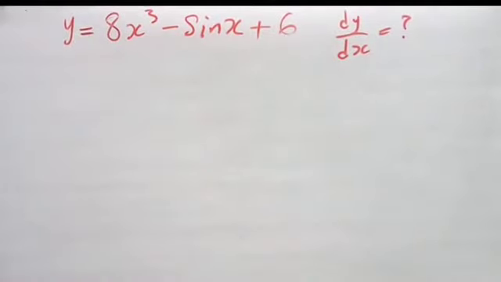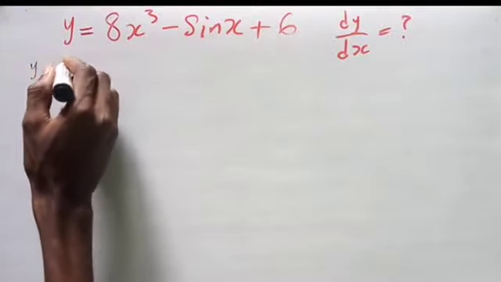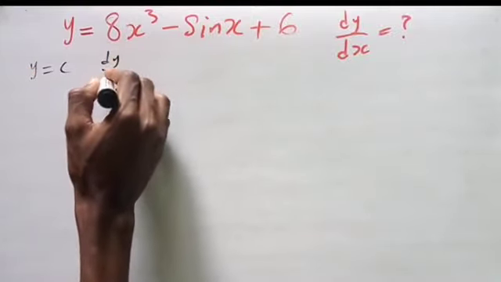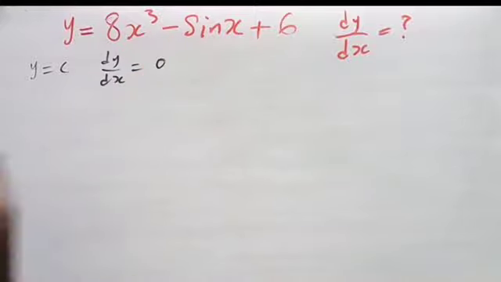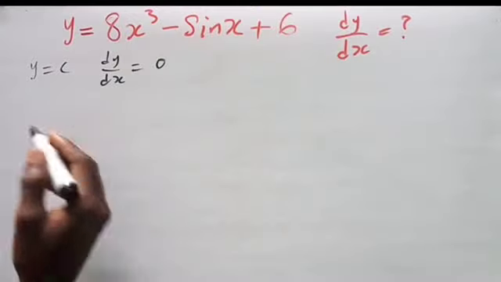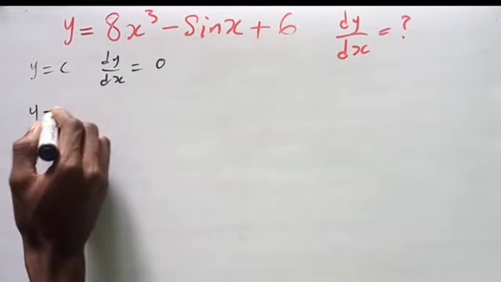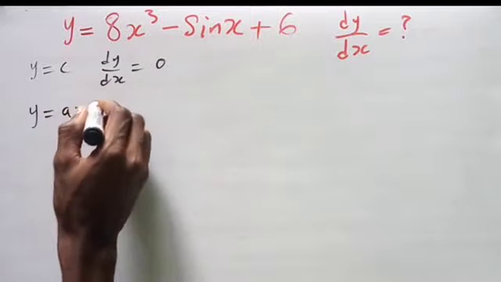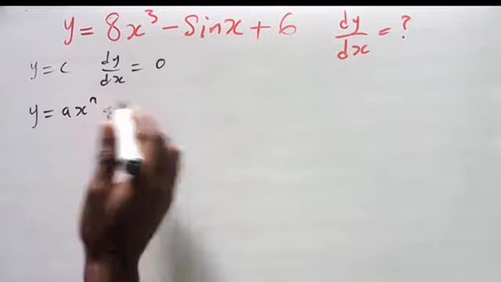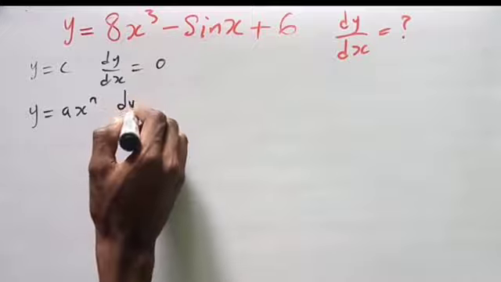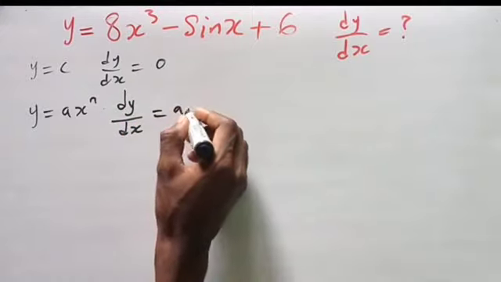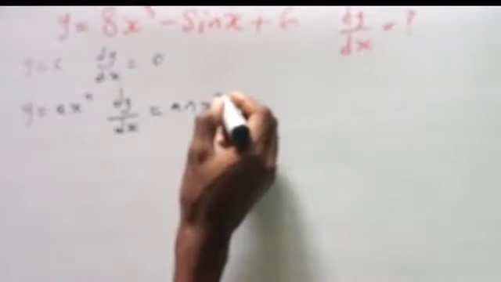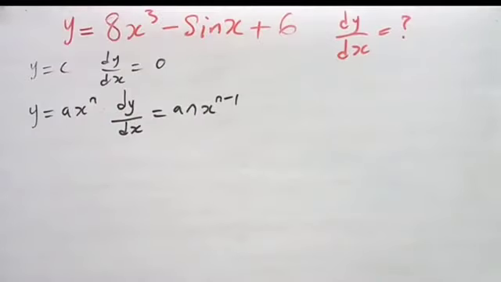Remember that if you have y is equal to c, the dy/dx for this will be equal to 0, because the derivative of a constant is equal to 0. That is the first thing. And the second thing is that if y is equal to ax raised to power n, the derivative of this, which is dy/dx, will be equal to a times n, x raised to power n minus 1. That is the second thing.